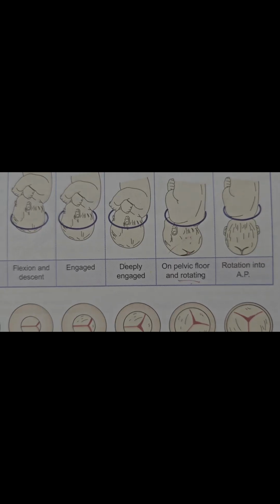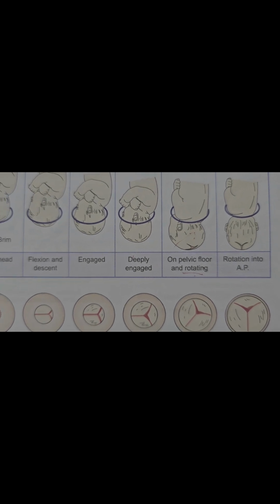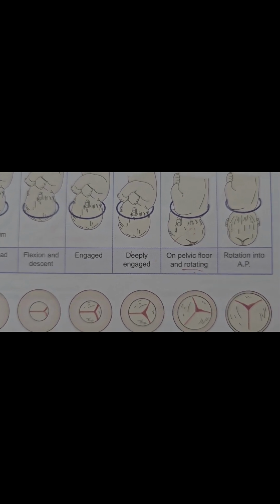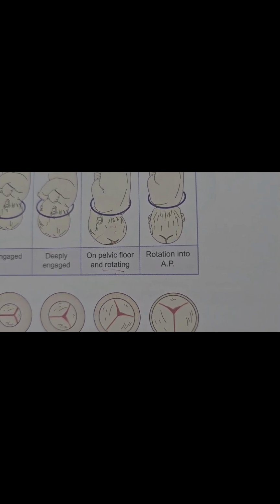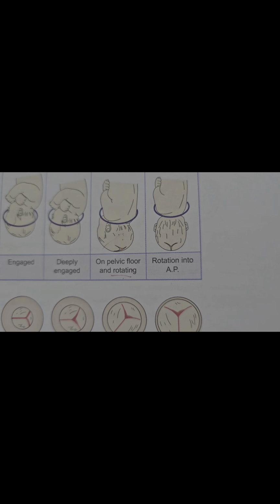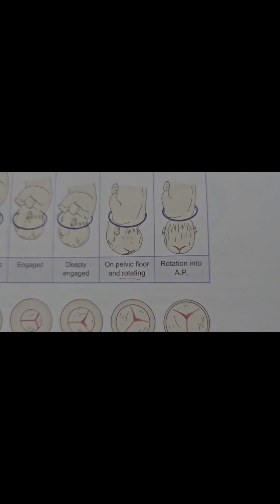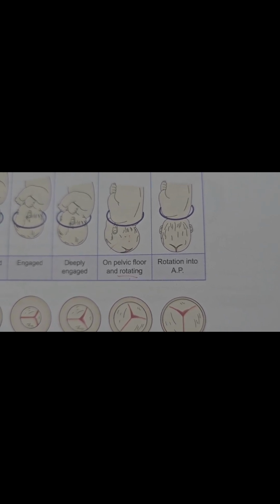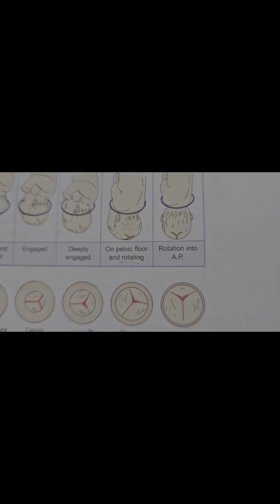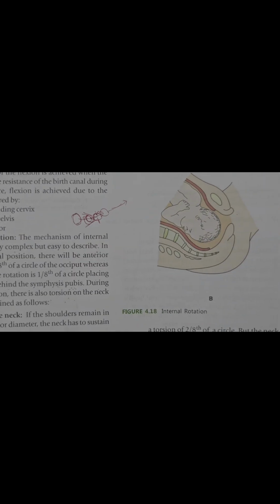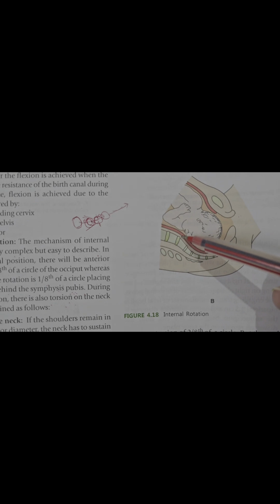So what happens in an internal rotation? First, the occiput part is on the lateral side, in a lateral position, either left or right, and then anterior rotation happens. See this part, the occiput in the oblique line now moves forward 1/8 of a circle, placing the occiput behind the symphysis pubis, as you can see, and during the internal rotation torsion of the neck also occurs. So this is internal rotation.